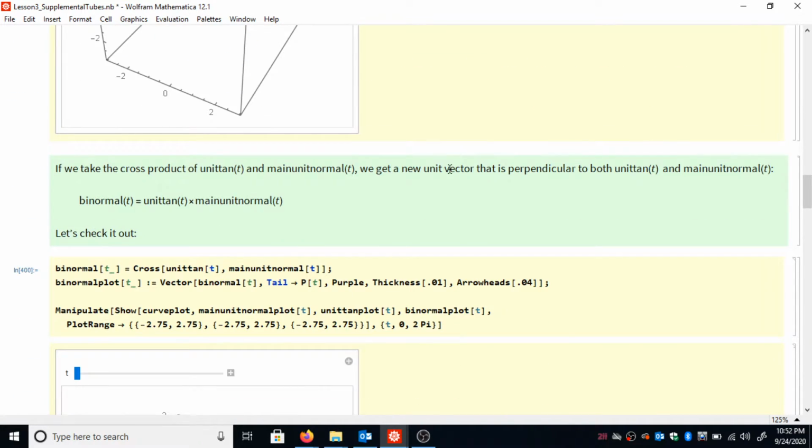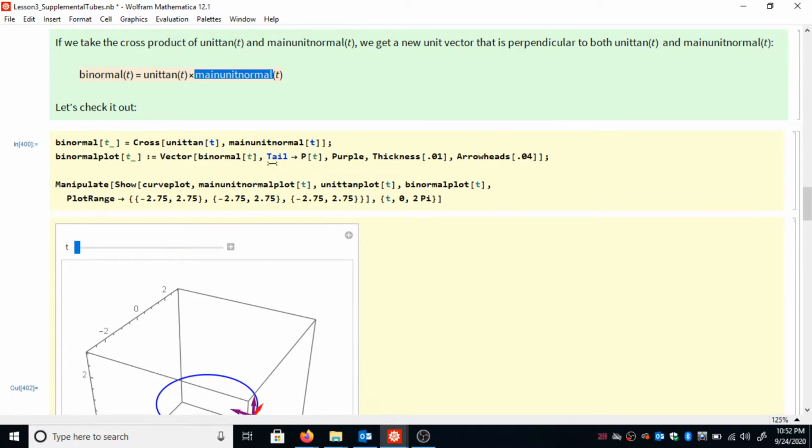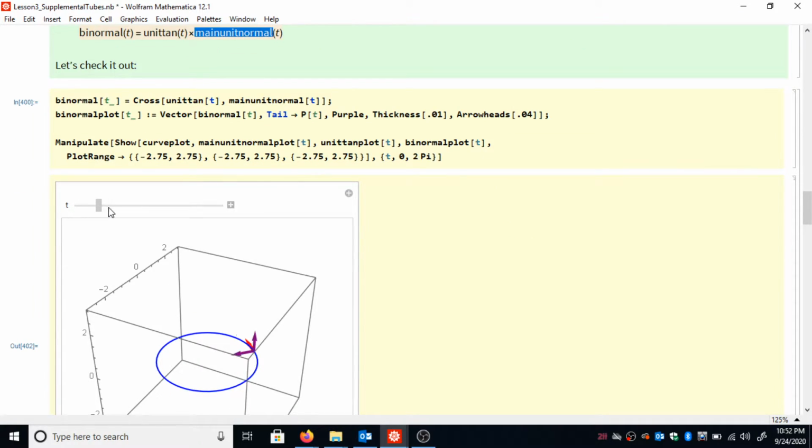Now I'm in three-dimensional space, so I can actually spice it up a little bit more. We can now take the cross product of the unit tangent vector and the main unit normal vector and get a new unit vector that's perpendicular to both unit tangent and main unit normal. We're going to name it the binormal vector. It's the cross product of unit tangent and main unit normal, and we can see what it looks like. Yeah, pretty cool. So now we have 3 mutually perpendicular unit vectors.